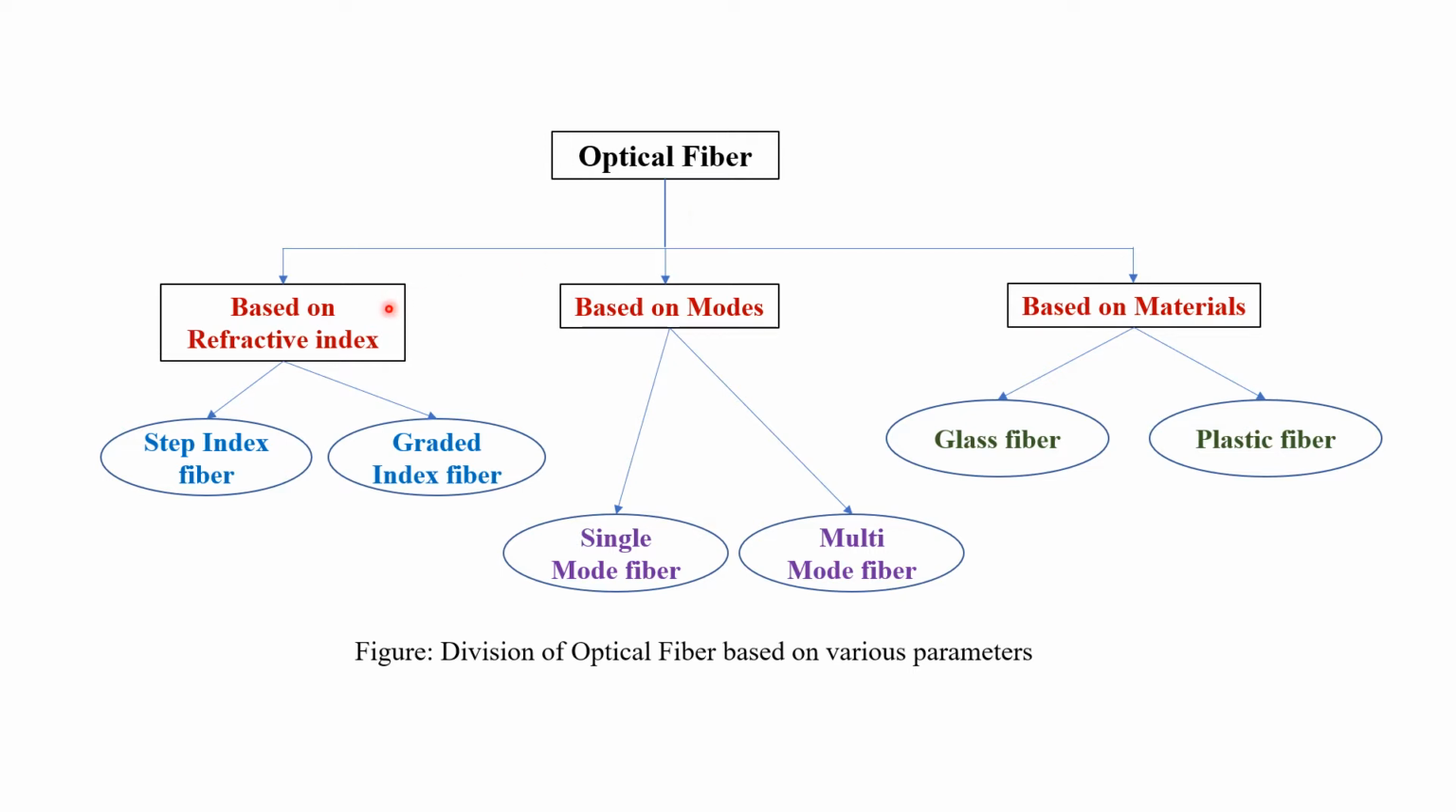One is based on the refractive index, then based on the modes of transmission, and based on the materials being used to construct the optical fiber. Based on the refractive index, there are two types of optical fibers: the step index fiber and the graded index fiber. Based on modes of transmission, there are two types, single mode fiber and multi-mode fiber. Based on materials, there are two types, the glass fiber and the plastic fiber.